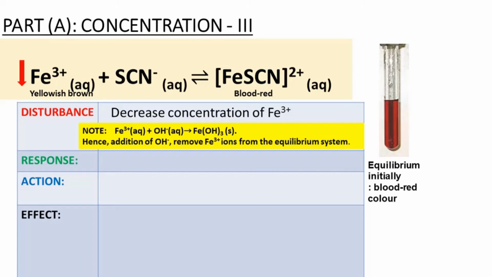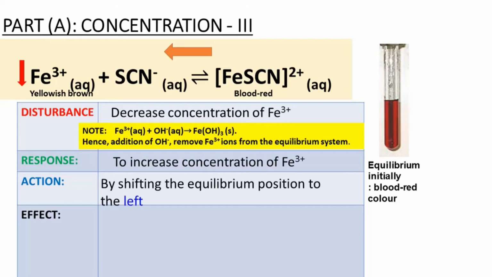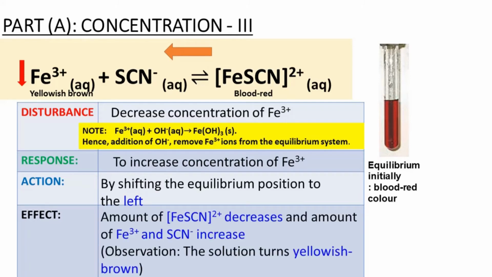Hence, the system will respond to increase the concentration of iron(III) ion by shifting the equilibrium position to the left. This will result in a lower amount of thiocyanoiron(III) complex ion and a higher amount of iron(III) ion and thiocyanate ion in the new equilibrium. As thiocyanoiron(III) complex ion is lower and iron(III) ion is higher in the new equilibrium, the solution will therefore turn yellowish brown.